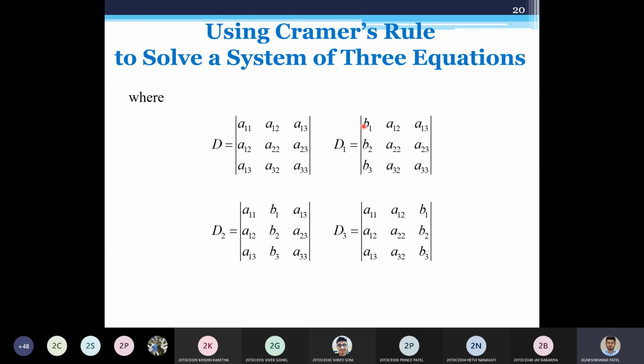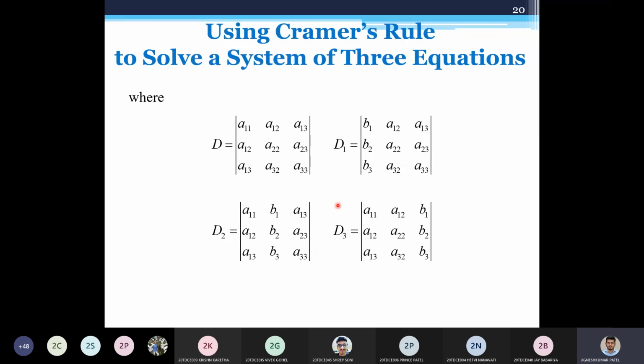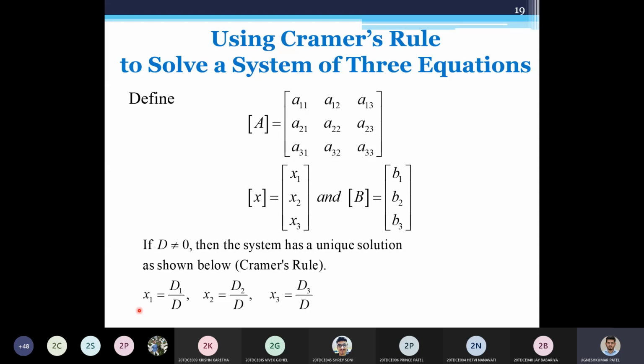How to find out D1? I will replace my first column with my V column matrix, so I'll replace this with B1, B2 and B3. Same way for the D2 matrix, I will replace the second column with B1, B2, B3, and for D3 I'll change the third column. Okay, and then I can solve it like this. The first current I1 would be delta R1 divided by delta R.